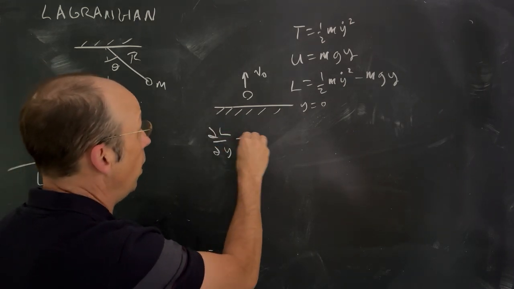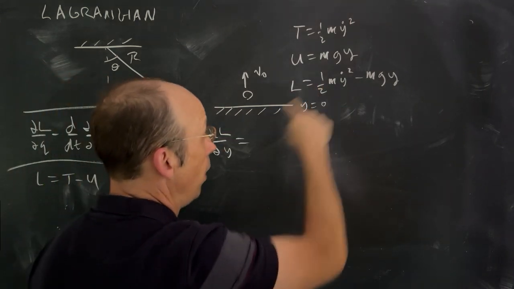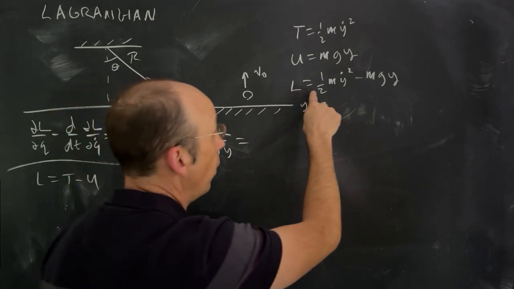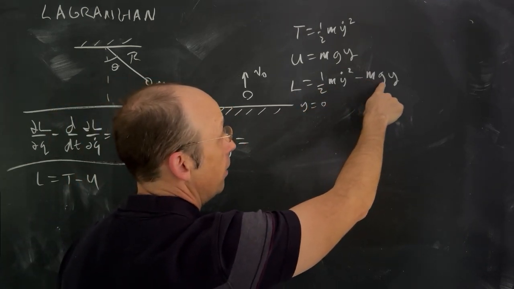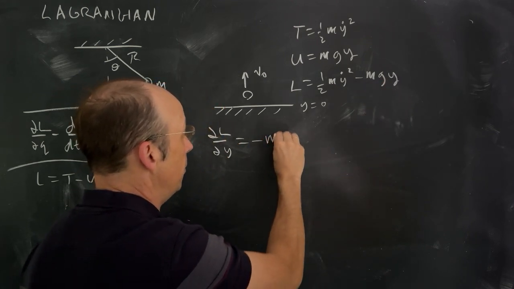The partial of L with respect to y. Here's my L. I'm looking for y. So it's a partial derivative. So where is there a y? Right there. So the partial of negative mgy is going to be negative mg.